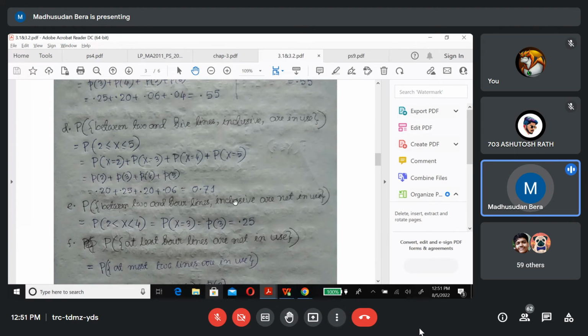Between 2 and 4 lines, inclusive, are not in use. So 2 to 4, but endpoints are not included. So 2 less than x less than 4. So only x equal to 3, so P3.